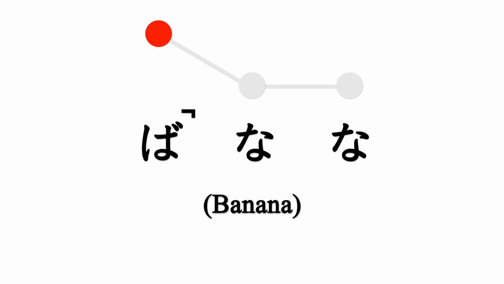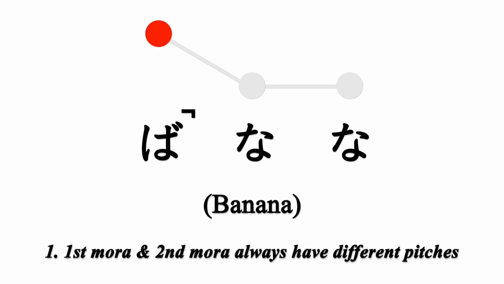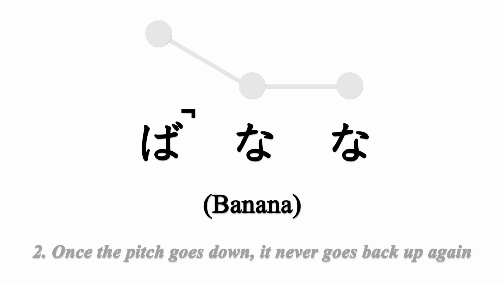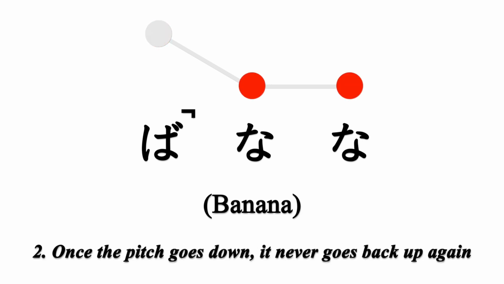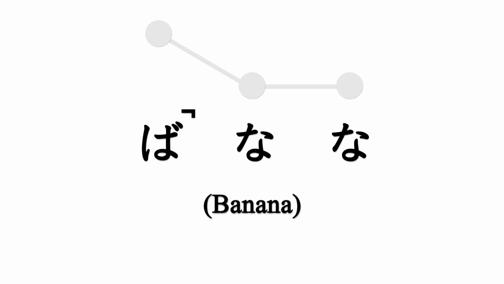The first mora starts high in pitch. Following rule number 1, the pitch drops after the first mora. This means the head-high pattern words have an accent on the first mora. Following rule number 2, the rest of the moras stay low in pitch. For example, banana. The pattern for this word is head-high. Banana.